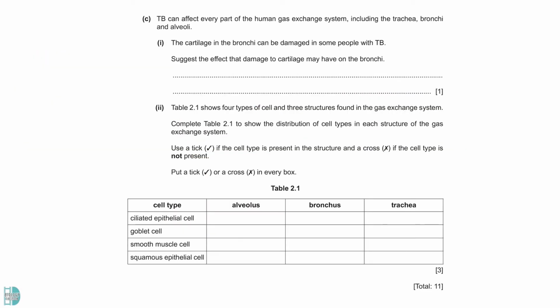C1 suggests the effect that damage to cartilage may have on the bronchi. Cartilage provides mechanical support for the bronchi. When it is damaged, bronchi lose this structural support and may collapse.